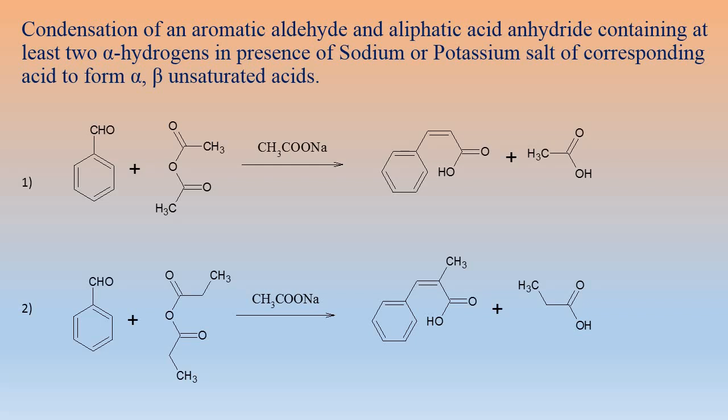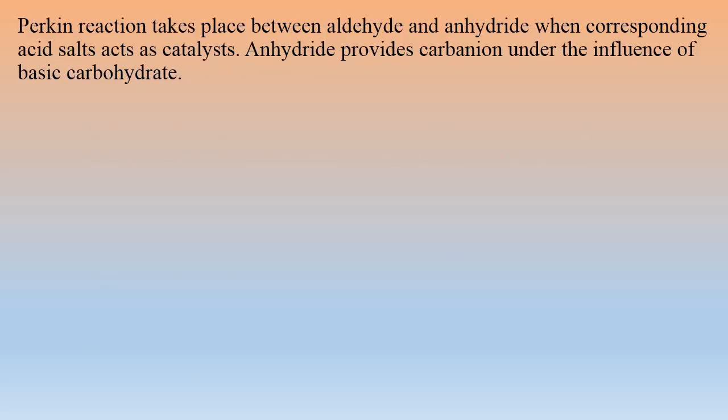Okay. The catalyst which we are using in this can be replaced by other bases such as sodium carbonate or pyridine or trimethylamine, etc. Okay. Now let's understand the mechanism of this reaction. Perkin reaction takes place between aldehyde and acid anhydride. Okay. Now in this case, the salt which we are using acts as a catalyst.